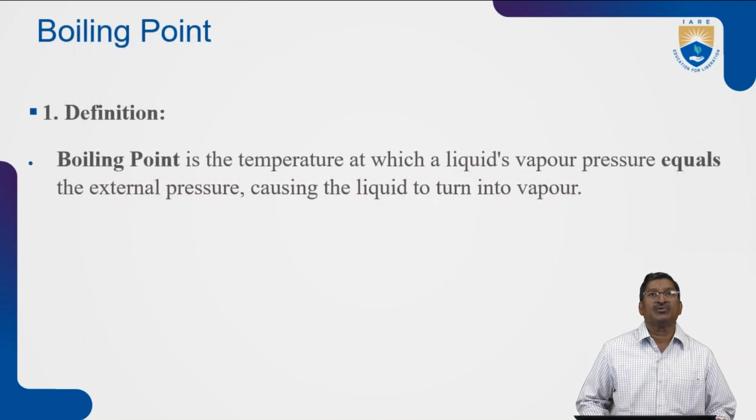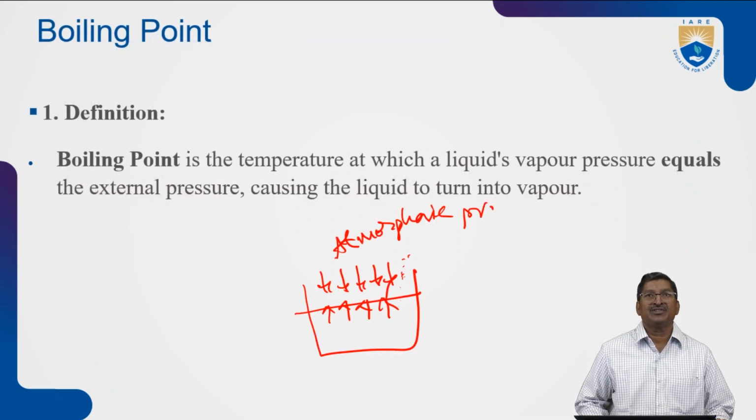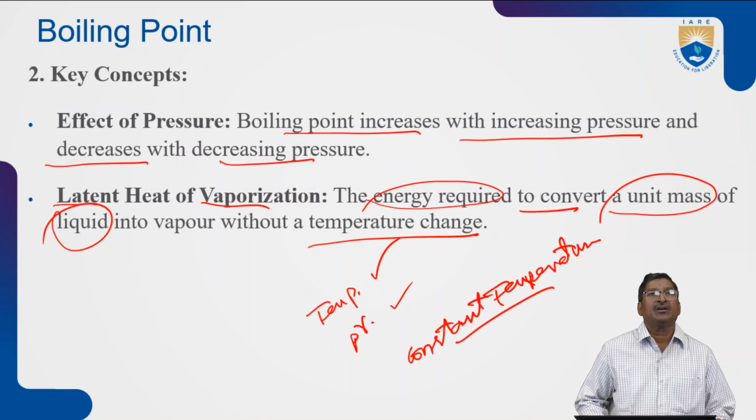What is the fall in pressure after traveling a certain distance? That is the course outcomes. And the boiling point definition is that when the external pressure equals the internal pressure, boiling starts. The key point is the effect of pressure: if pressure increases, boiling point also increases, and if pressure decreases, boiling point also decreases. Latent heat of vaporization is the energy required to convert a certain mass of liquid into vapor.